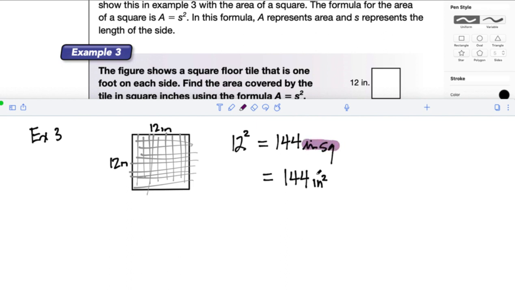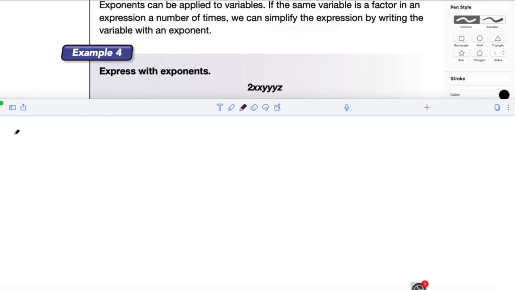So inches squared and inches to the second power. You're not actually putting 144 to the second power, okay? This is just notation to say that inches squared can be written as inches with a little 2 there. Here in example 4, we're going to rewrite an expression that looks kind of messy with exponents.